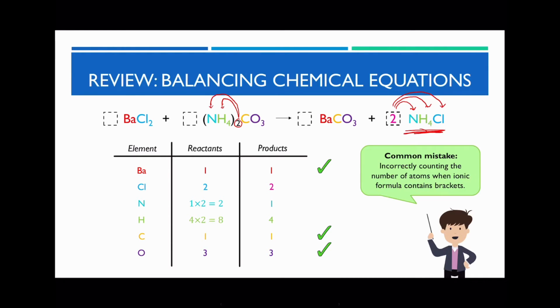2 multiplied by the number of nitrogens, which is 1, so 2 times 1 is 2. 2 multiplied by 4 is equal to 8. And now by adding a 2, notice that this just nicely balances all the other elements. So now this chemical equation is completely balanced.